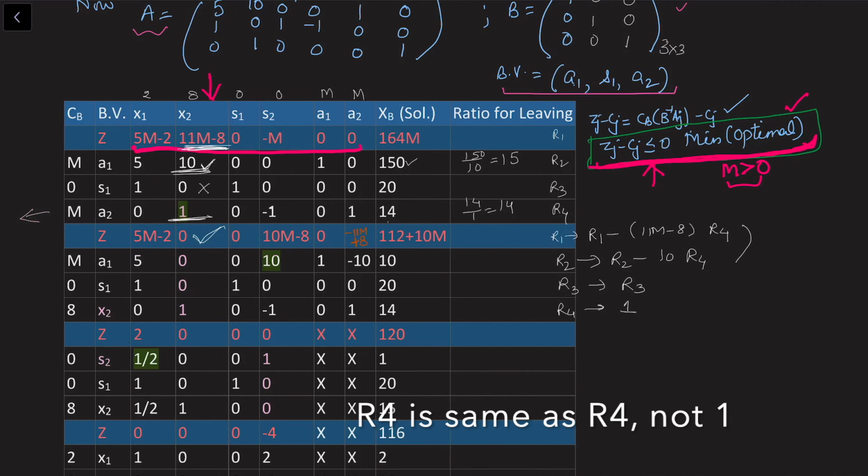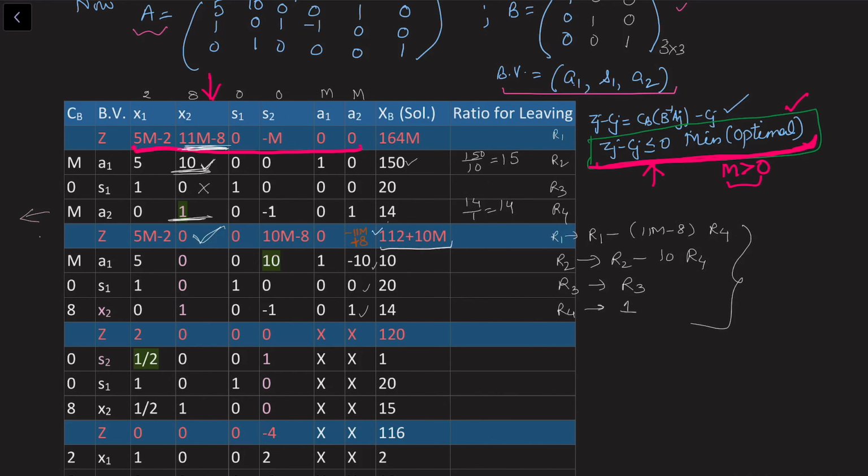By applying this, you can fill out this table, and you can see that instead of the A2 column, we now have these entries, and Z has changed to 112 plus 10M. Earlier it was 164M. You can see that 164M is a bigger value than 112 plus 10M. So Z is improving, since the problem is minimization.